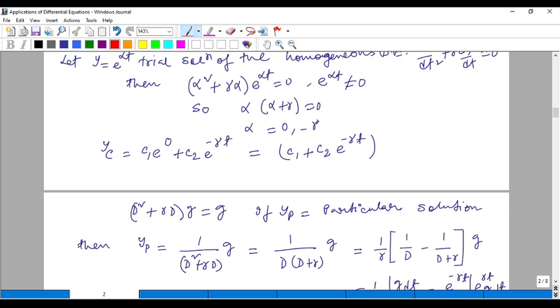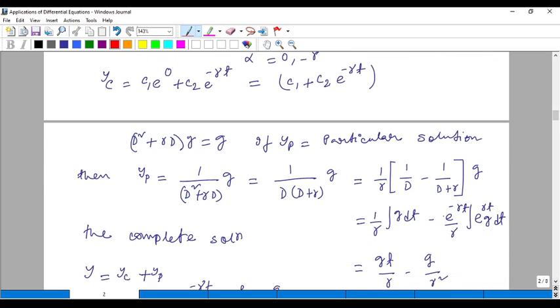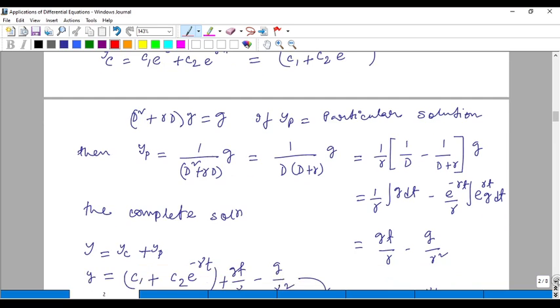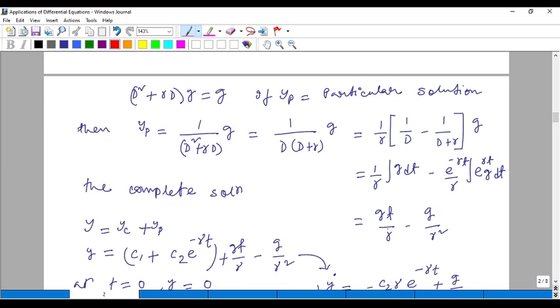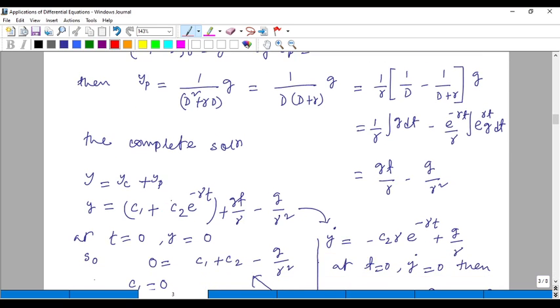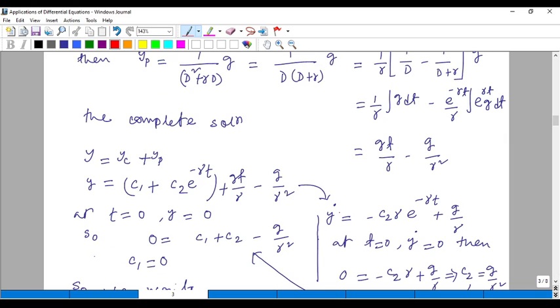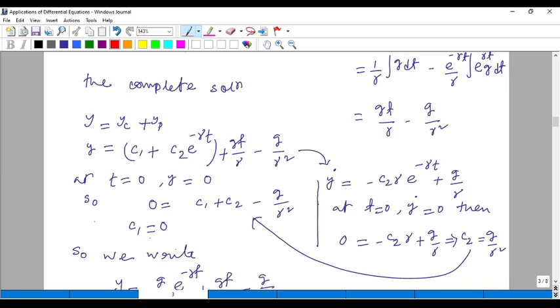Now writing this operator term in partial fraction, it can be written as 1 by gamma into 1 by D minus 1 by D plus gamma operating on g. After a few steps we get the value of yp as gt by gamma minus g by gamma square. So the complete solution of that non-homogeneous differential equation is y equal to c1 plus c2 e to the power minus gamma t plus gt by gamma minus g by gamma square. Now from this equation we calculate the derivative, that is y dot, and then we put in the initial conditions to find the values of c1 and c2.